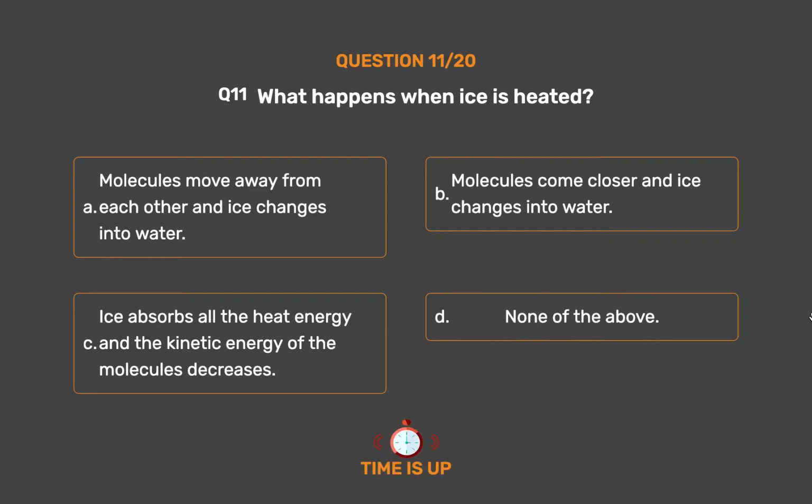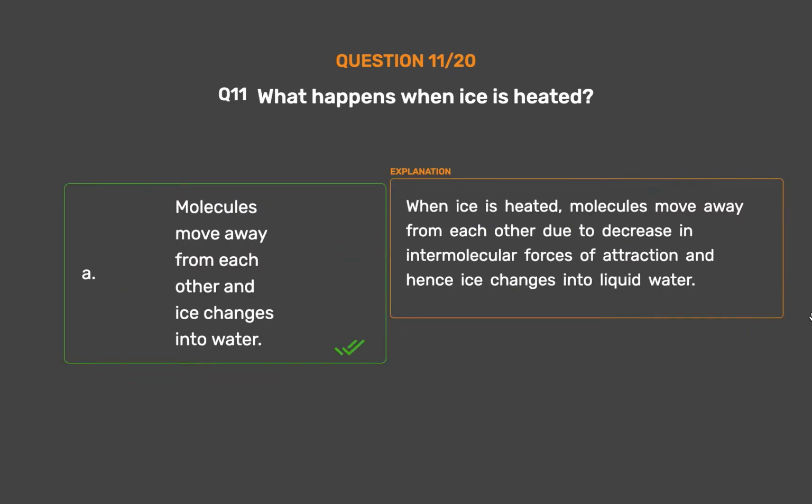The correct answer is option A. Molecules move away from each other and ice changes into water. When ice is heated, molecules move away from each other due to decrease in intermolecular forces of attraction and hence ice changes into liquid water.